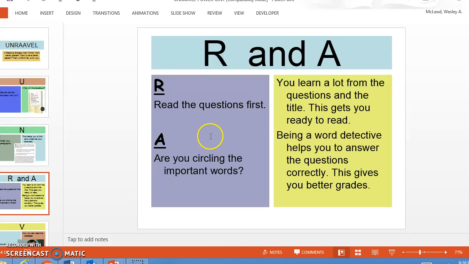And next you have the A. The A stands for, are you circling the important words? When we're reading the questions, there are certain words in the question stems, for example, mostly, most likely, or except. These signal words help us understand exactly what the question is asking us. If we intentionally circle these words and develop an understanding of what the question is asking us, then we'll be very intentional about getting the questions right. So we have to be very careful when we're circling these words because, again, you're being a word detective and it's going to help you answer those questions when we get to that step.